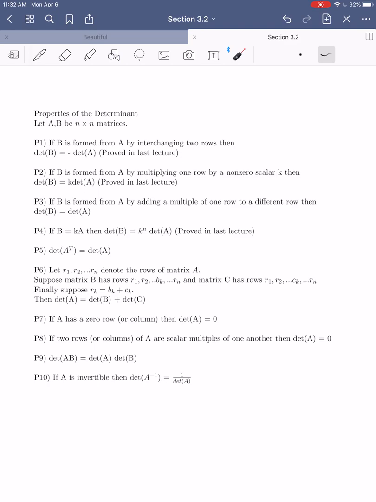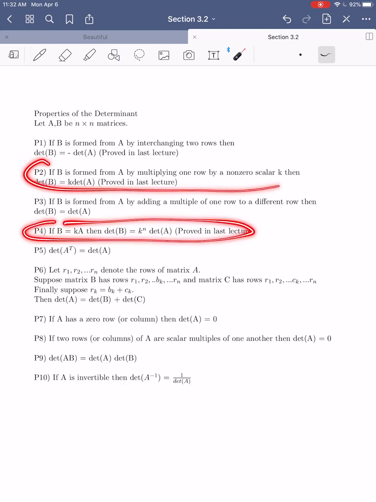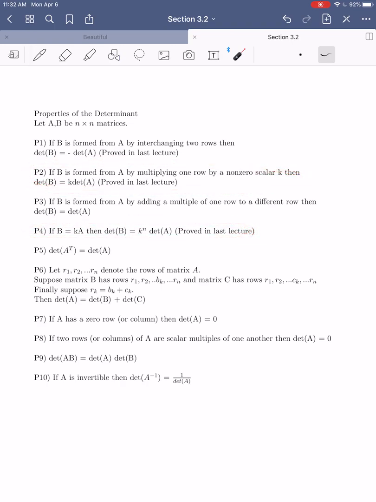P4: if B is equal to K times A, if you multiply the entire matrix by a scalar, then the determinant of B is K to the n times the determinant of A. And remember, this is proved using property 2, just repeating it n times since there are n rows. Then we've got some new properties here. We're going to just state these, and if you want to see formal proofs of them, you can go ahead and look in your textbook.